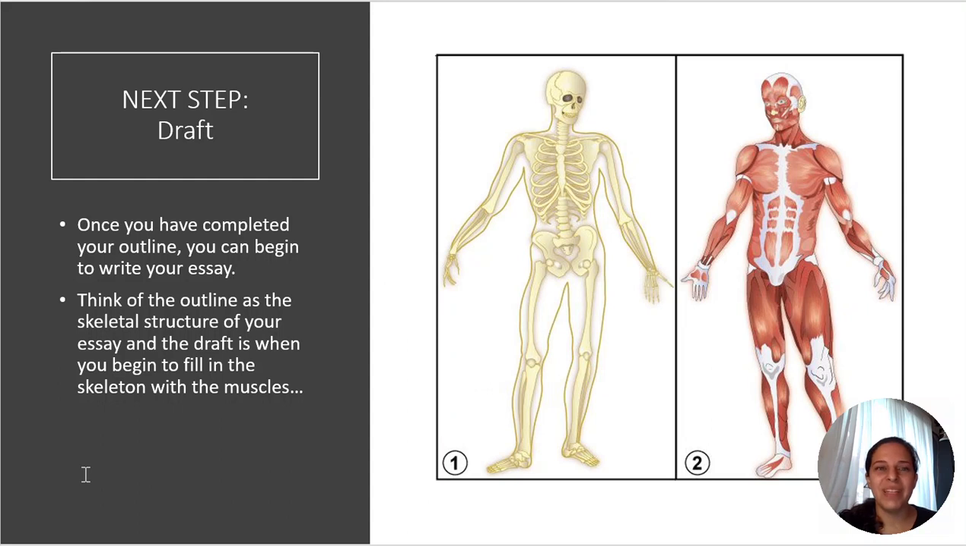The next step is the draft. Once you have completed your outline, you begin to write your essay. Think of the outline as the skeletal structure of your essay, and the draft is when you begin to fill the skeleton in with muscles and tissue.